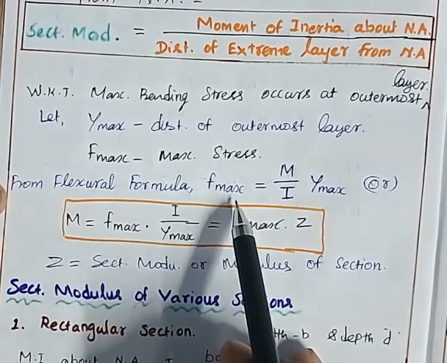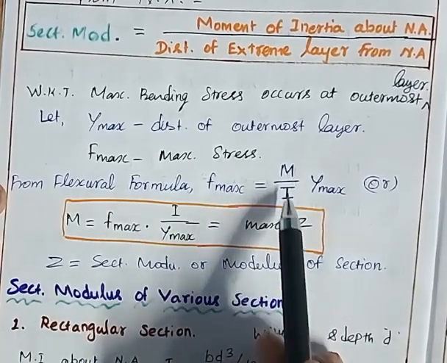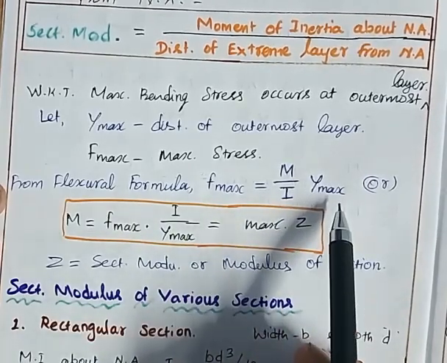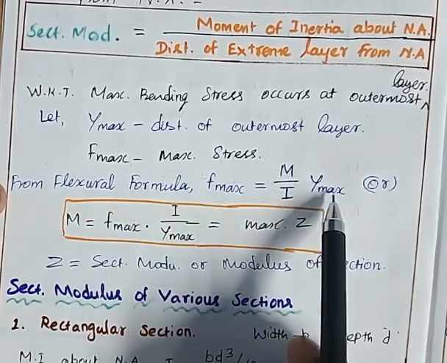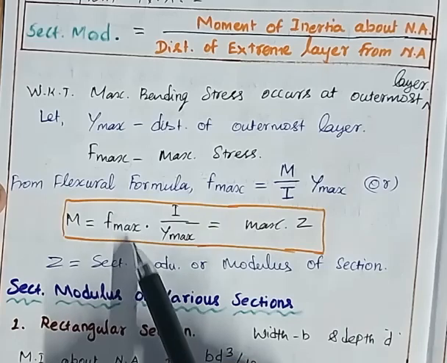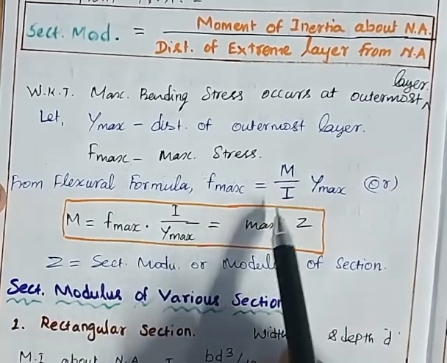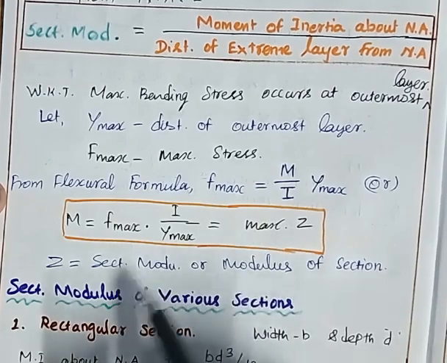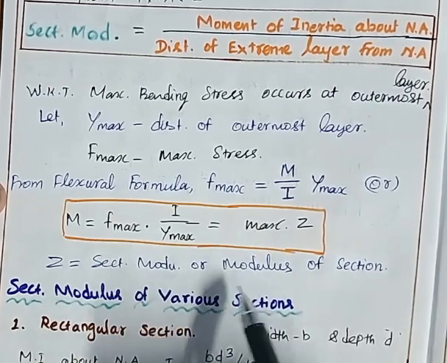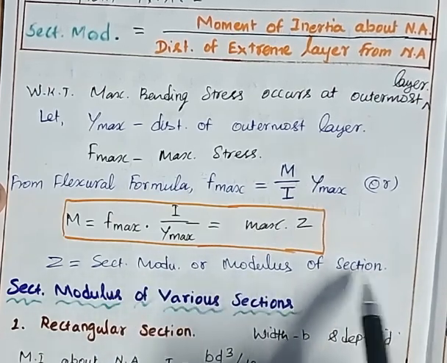From the flexural formula, F max equal to M by I equal to Y by Y max. So M equal to F max into I divided by Y max, that is equal to maximum Z. Z is nothing but the section modulus or modulus of section.